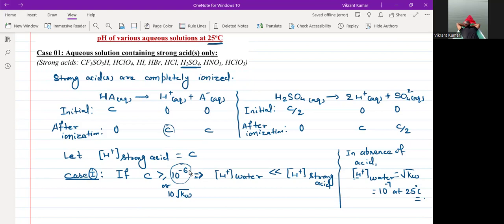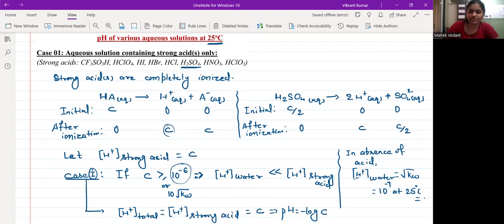Any doubt in this case? So if I'm getting that situation, I'll directly write H plus total will be H plus from strong acid, and that will be equal to C, and that's why pH के लिए directly minus log of C can be written. Is it okay?